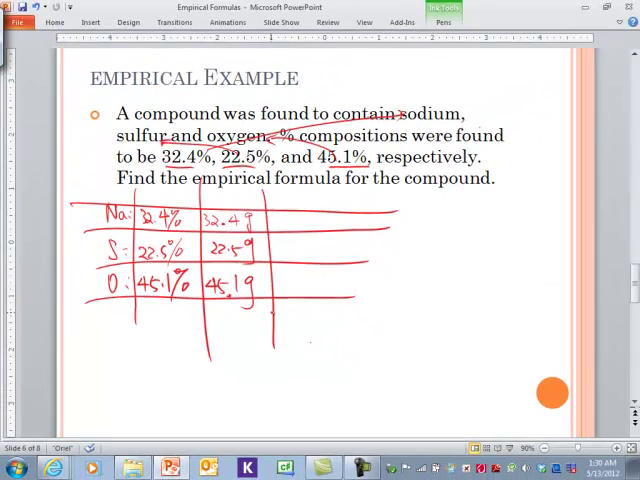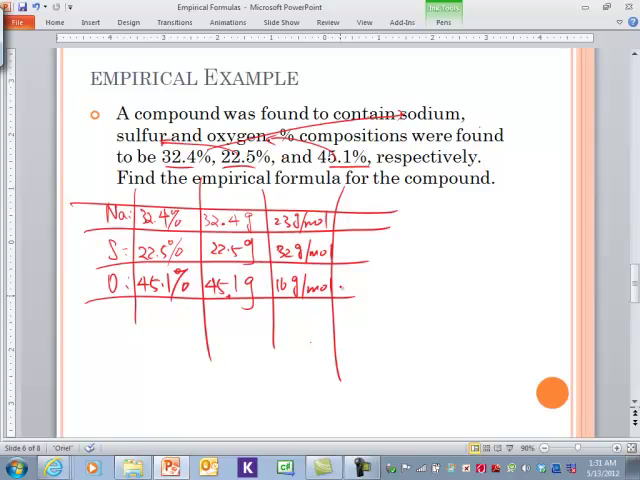Then check the periodic table. The molar mass of sodium is 23 grams per mole, sulfur is 32 grams per mole, and oxygen is 16 grams per mole. As you can see, these numbers are not exactly matching the atomic mass number on the periodic table, but they are very, very close, because a lot of those have decimal points. You can actually round it up without introducing too much error into the subsequent calculations.